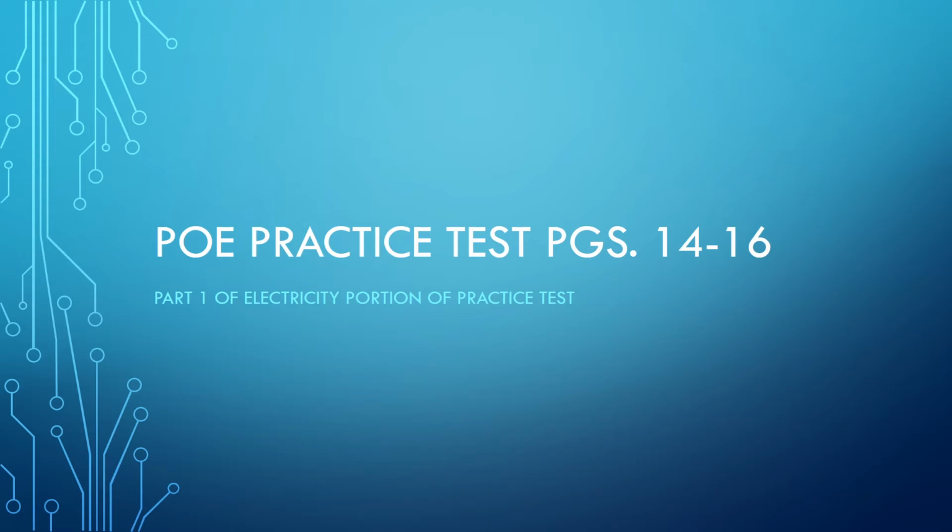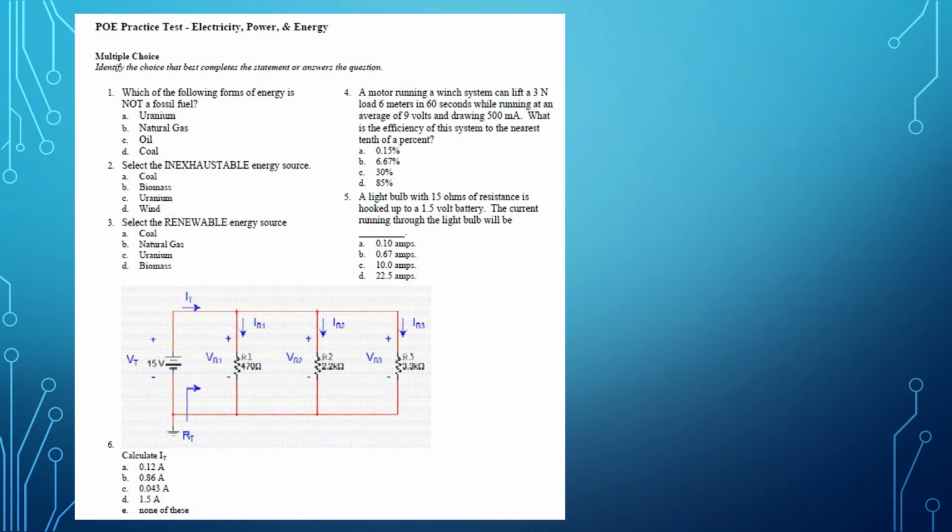Okay, this is going to be a two-part session to get the answers for the practice test pages 14 through 20. As you can see here, this is only pages 14 through 16. On the first one, it's going to be uranium. That is not a fossil fuel.